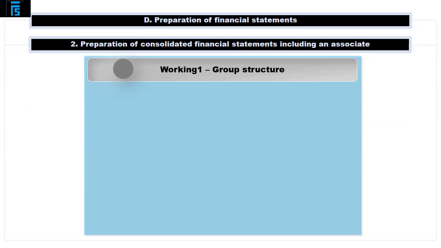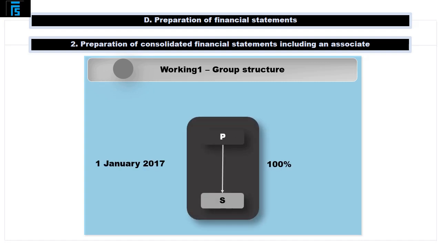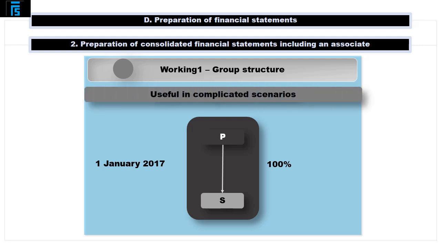The first working which I would like you to get used to pertains to group structure, although in fairness, in this case it will not necessarily be too revealing, seeing as P owns 100% of S as at the 1st of January 2017. It must be stressed, however, that in more complicated scenarios, which you will no doubt encounter in the F7 exam, the group structure working will help you get the relevant percentage ownership proportions right, which are crucial from the point of view of attributing retained earnings and other reserved capital to various groups of shareholders, as well as properly accounting for goodwill.